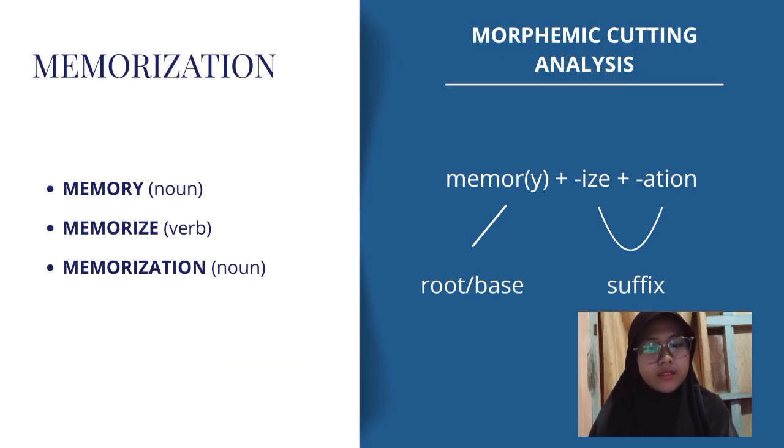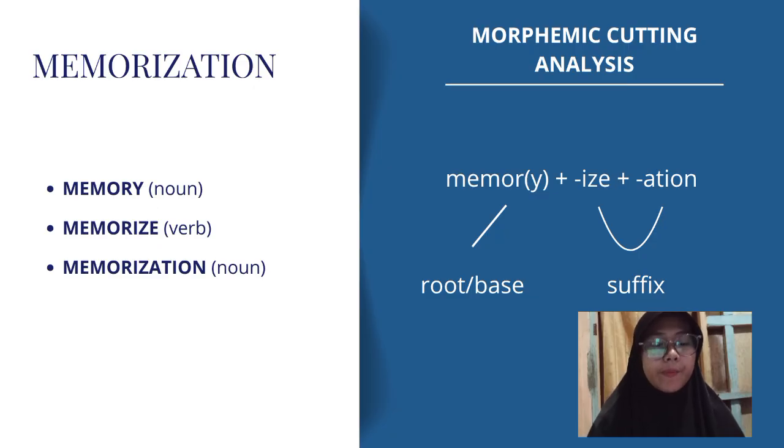And then memorization. The base word of memorization is memory, which then becomes memorized and finally memorization. In morphemic cutting analysis, memory is the root or base, while ize and ation are suffixes. Here, I would like to explain about derivational morphemes. A derivational morpheme is an affix that can change the part of speech of a word.